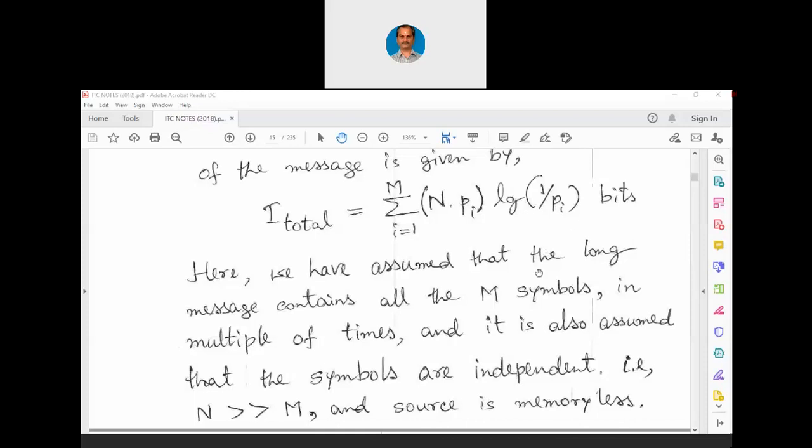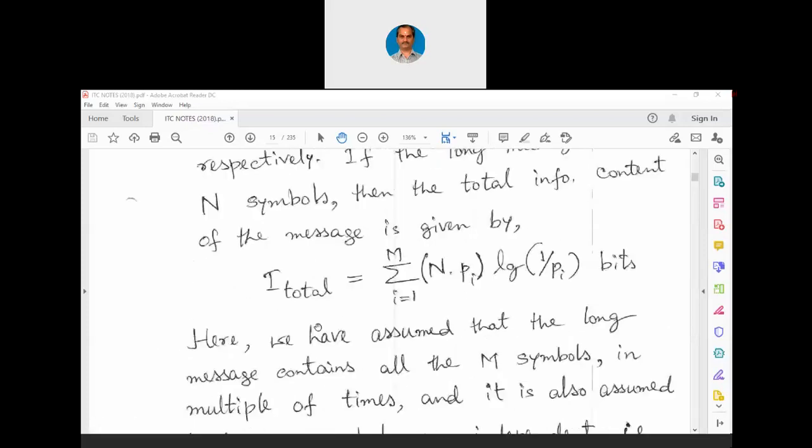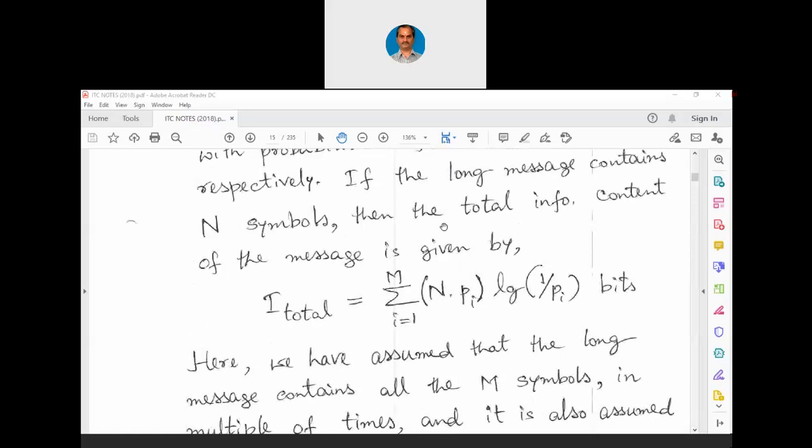So we assume that the long message contains all the symbols and multiple times. Naturally, if the sentence contains 95 alphabets, many alphabets will come again and again. For example, you can see this T. T has come here in contains. T has come here in then. T has come here in the. T has come here in total twice. In content it has come twice.